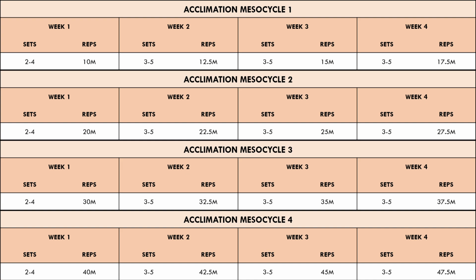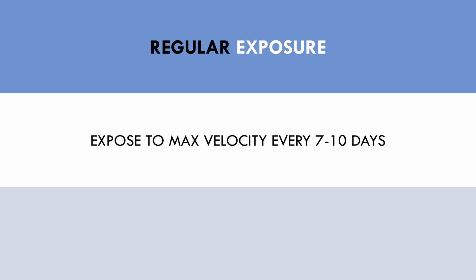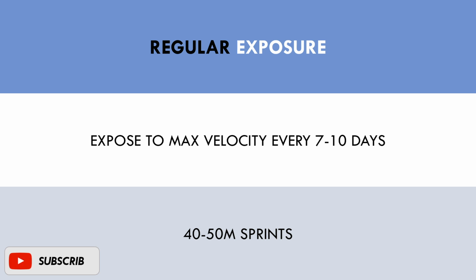The second programming strategy to implement is to provide regular exposure to maximum velocity sprinting. This simply means that once the athletes have gone through an acclimation protocol, they need to maintain this form by continuing to sprint at maximum velocity regularly. Maximum velocity sprinting should be exposed once every 7 to 10 days to ensure qualities are being maintained. These sprints should allow top speeds to be reached, meaning that they should be around 40 to 50 meters in length. By regularly exposing athletes to maximum velocity sprinting, it should help maintain the adaptations that we previously established.